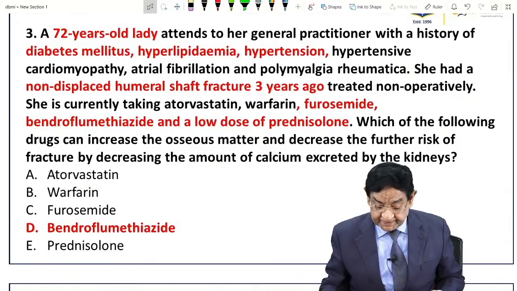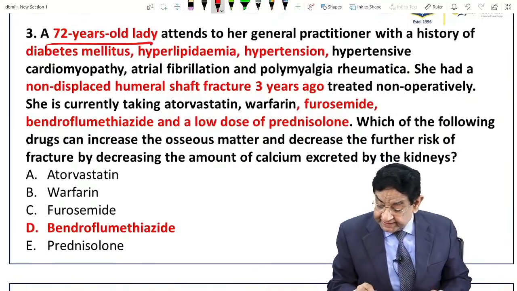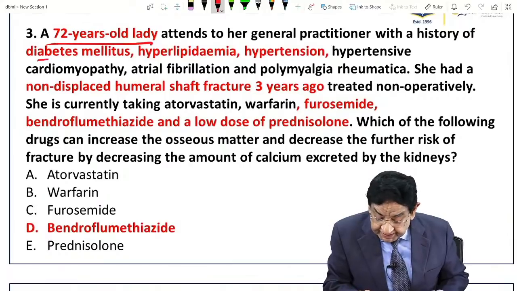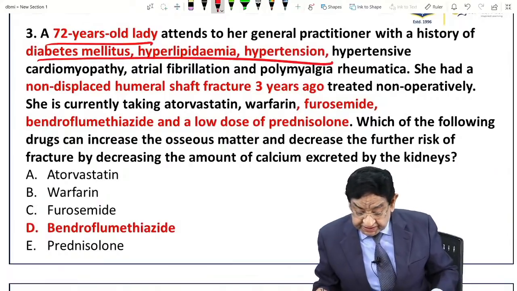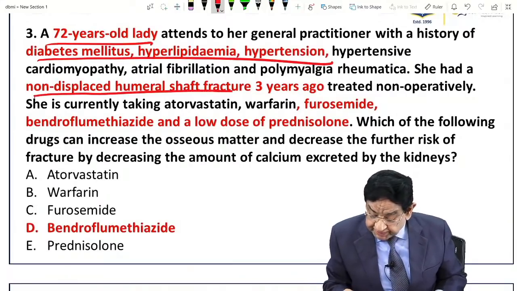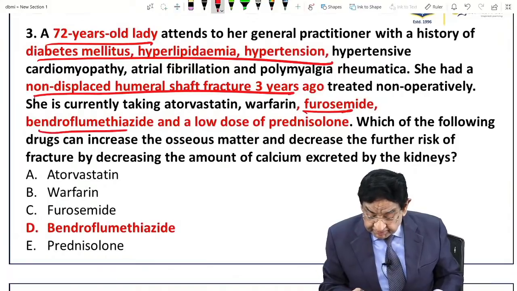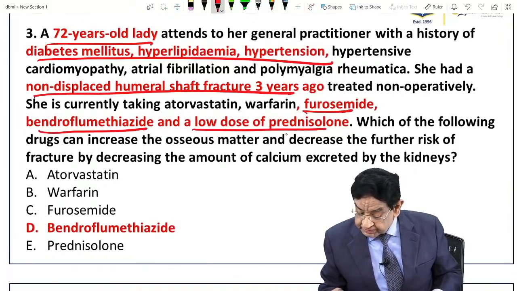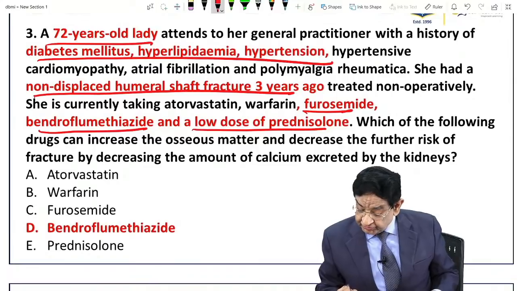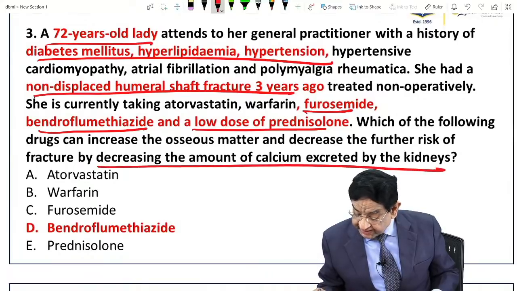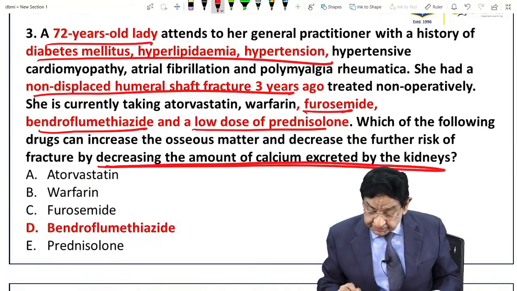Basics are needed. We got a 72-year lady, diabetes, hyperlipidemia, hypertension, non-displaced fracture of the femur or humerus 3 years back. She's on furosemide, thiazide, low-dose prednisolone, which can cause decreased amount of calcium excretion.